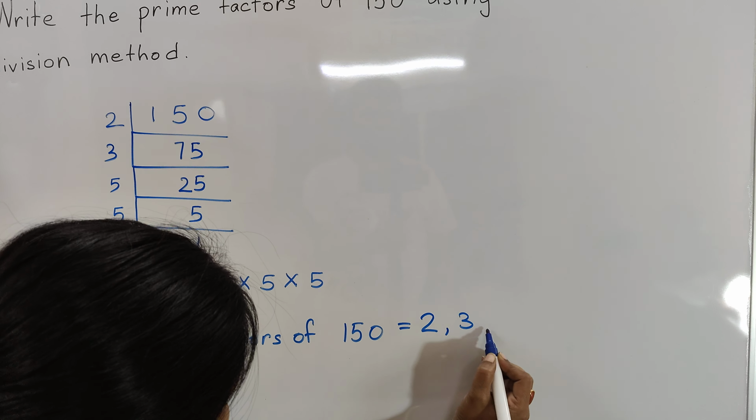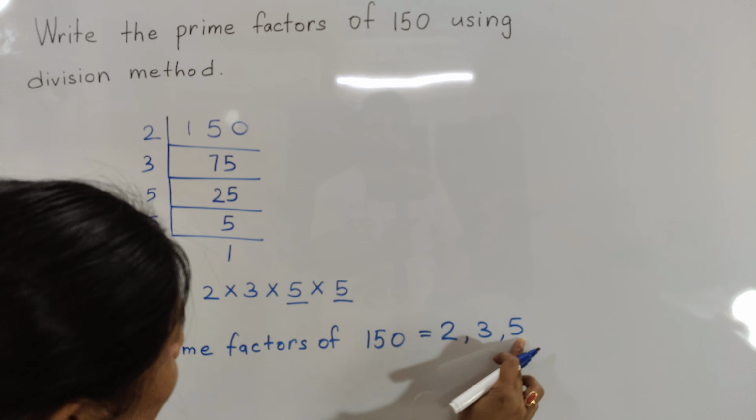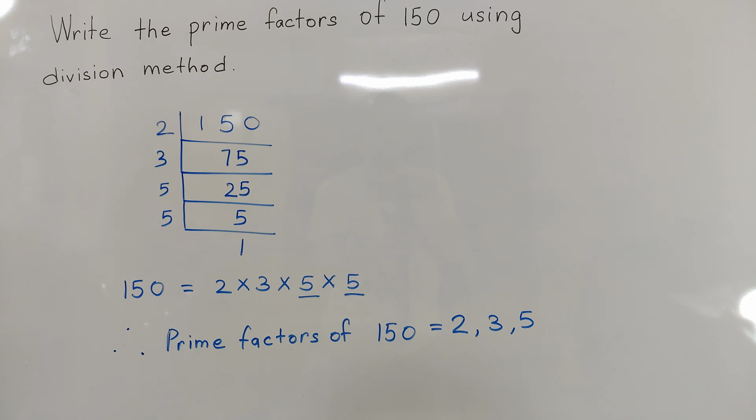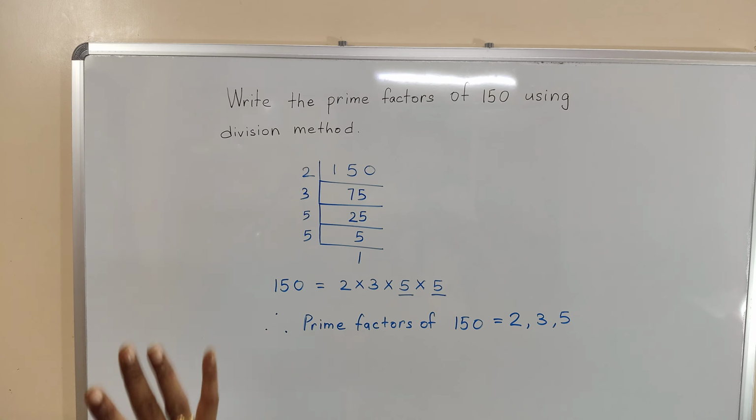2, 3, 5. Over here 2, 5. So we wrote 5 once. 2, 3 and 5. So the prime factors of 150 are 2, 3 and 5. This is how we find the prime factors using division method.